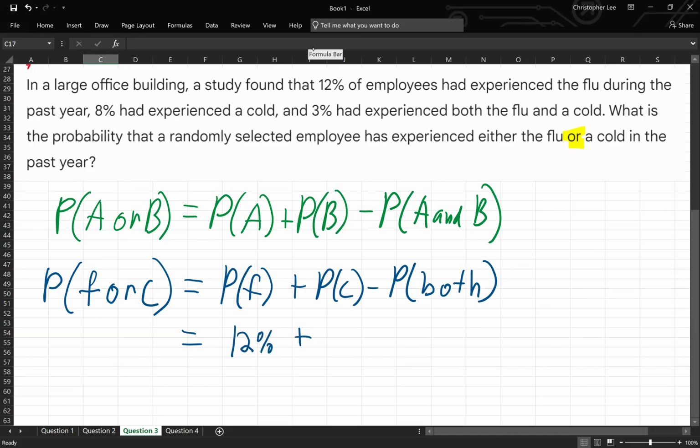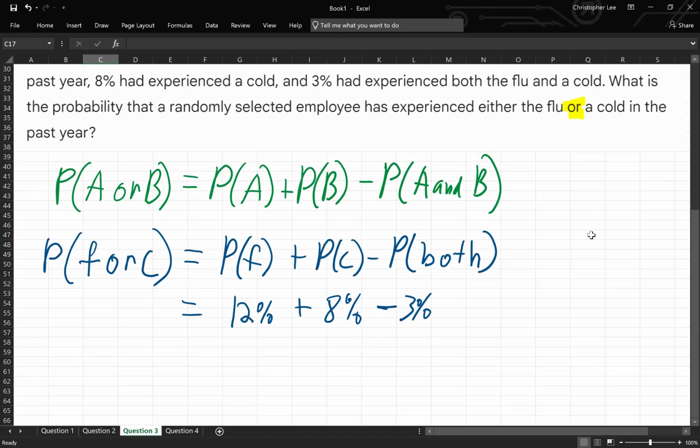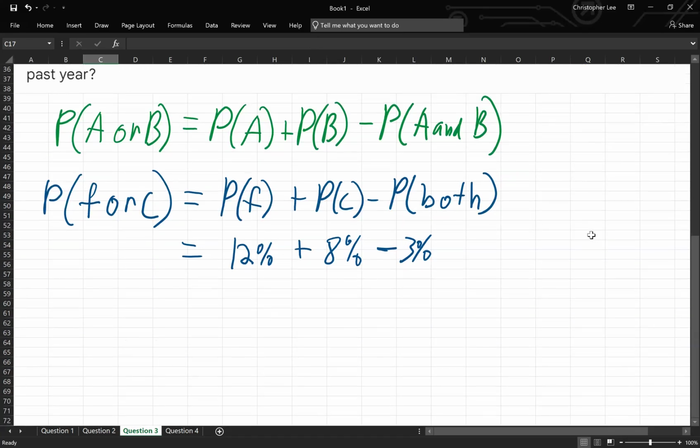How many people had a cold? 8%? How many people had both? 3%. All right. After that, just do a little bit of math, right? This is going to be what? 20 minus 3, let's call that 17%. And then that's it. If you also want to give me 0.17, I'll take that answer as well.